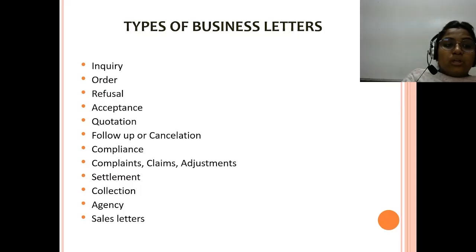Now, quickly coming to the next topic, that is, what are the different types of letter. So here you can see there are different types of letter, like order letter, settlement letter, complaint letter, agency letter. So here we have various types of letter. Let's discuss them one by one. What do you understand by these letters? So what is the inquiry letter? Basically, an inquiry letter is used when we are inquiring about any of the products.